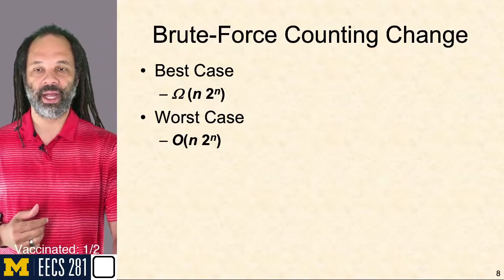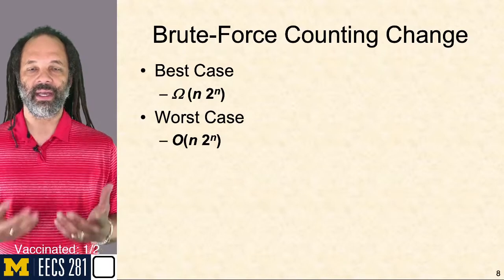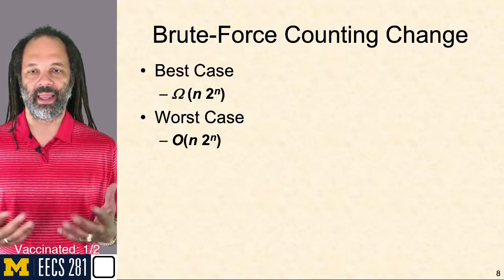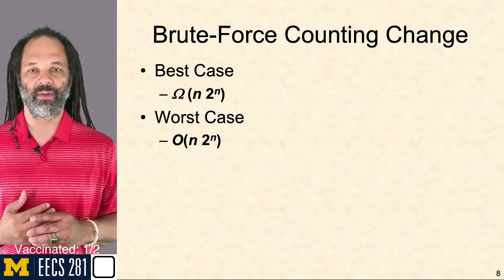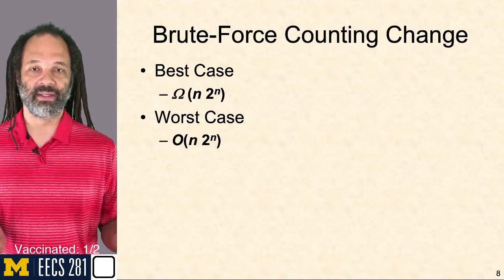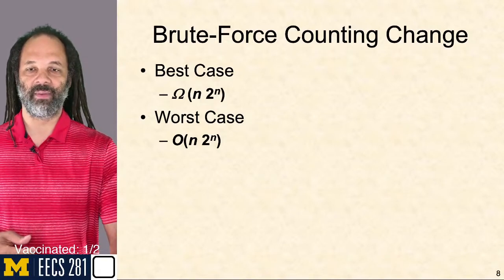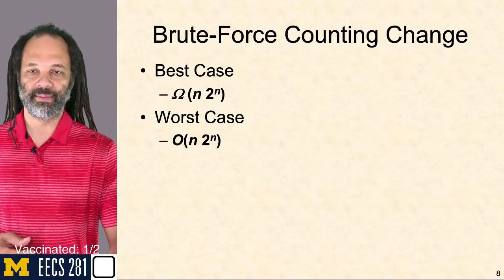Brute force counting change is not efficient. If I've got 10 coins in my drawer, like I said, I've got to try 1,024 different combinations. If I've got 100 coins, I've got 2 to the 100, and that's almost unfathomable in terms of numbers. So you wouldn't want to brute force it.